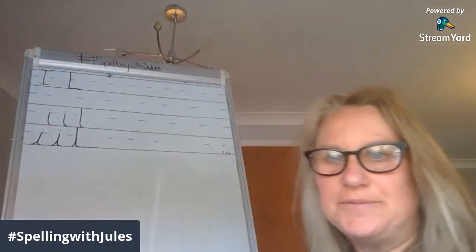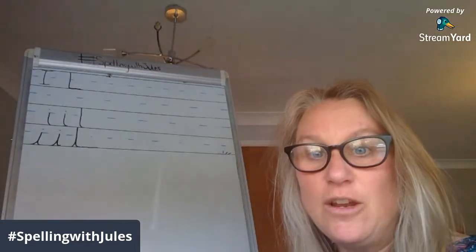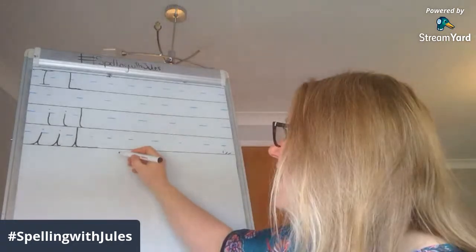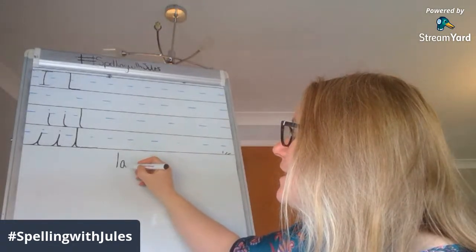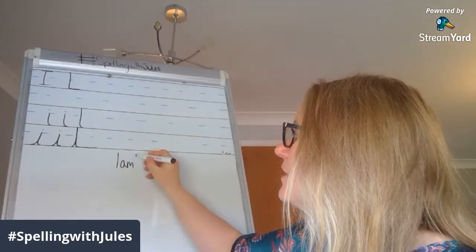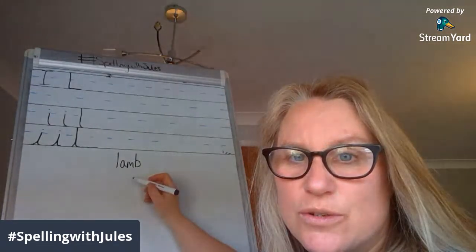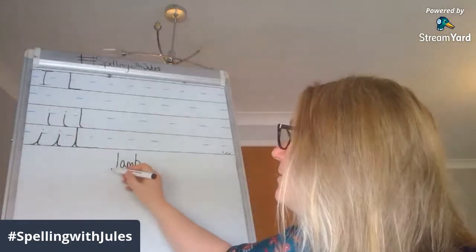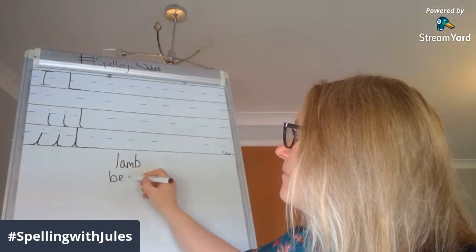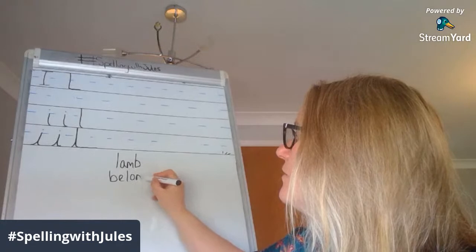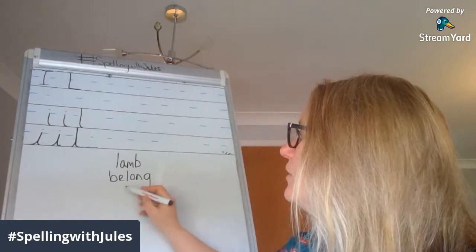Hello, Dylan. Okay, belong, that's a nice one. And lamb. Oh, very Easter themed there. Well done, Chloe. And well done to Dylan. Who did belong? Stephen, belong. Belong. Dylan, can you think of one? We're doing L or L.